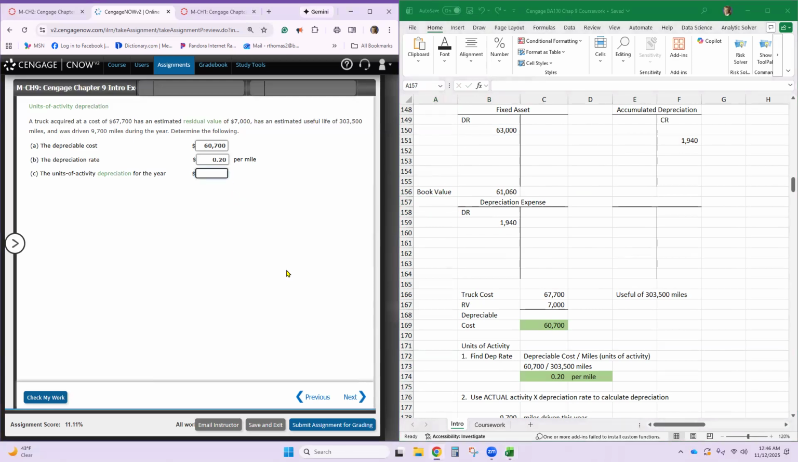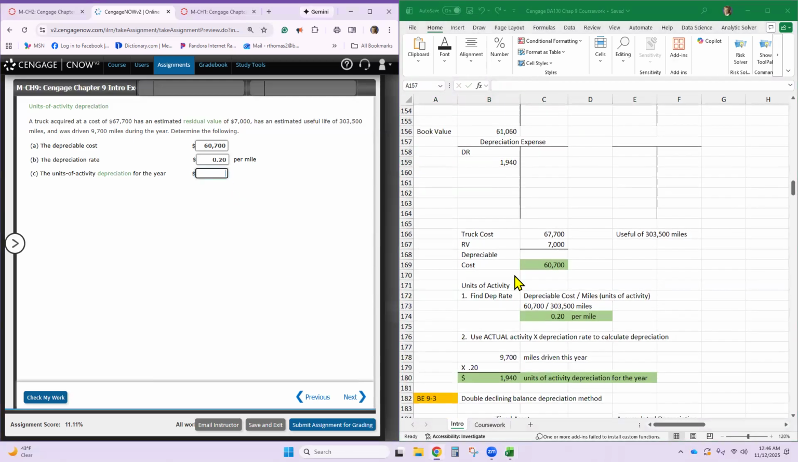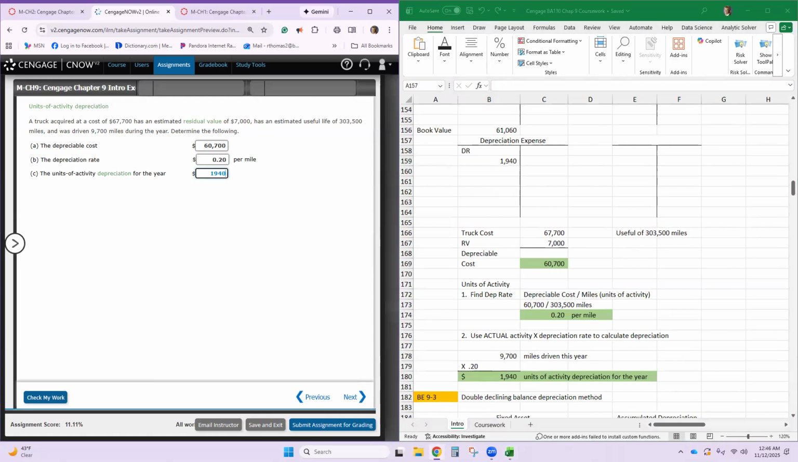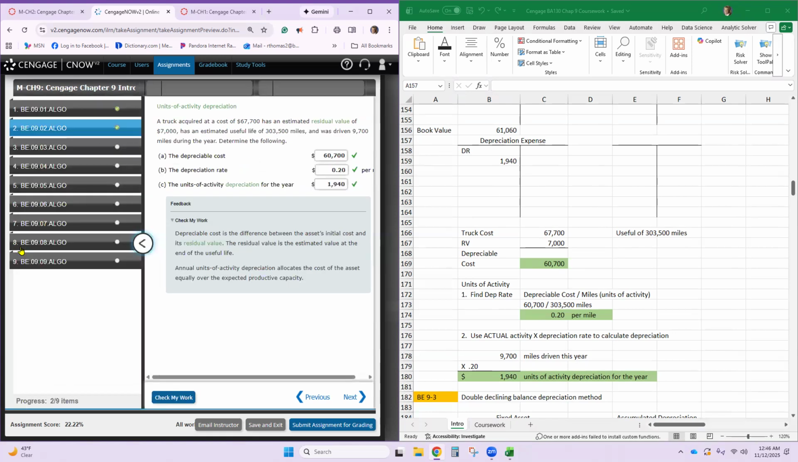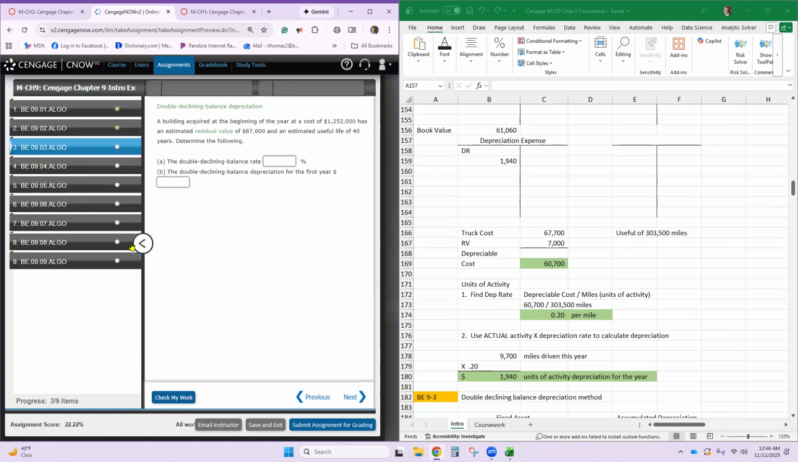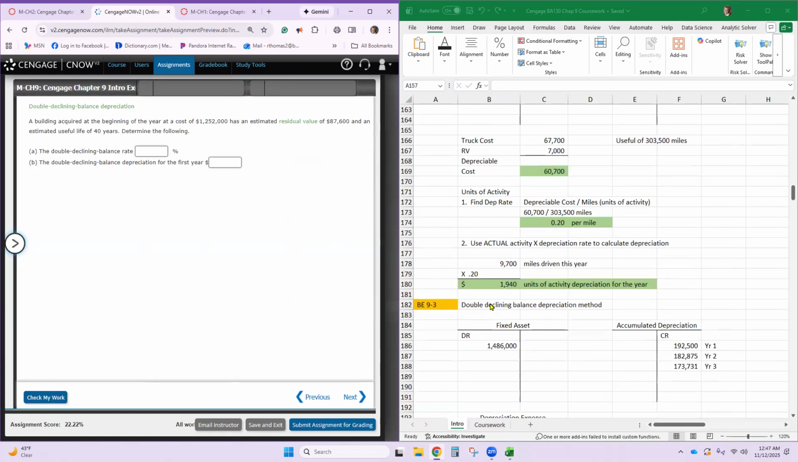Units of activity has 2 steps to it. Find the rate, using the same depreciable cost as straight line. So you divide to find the depreciable rate, and then you multiply it times the actual miles or the actual hours. Okay, all right. And then this next one is double declining balance.